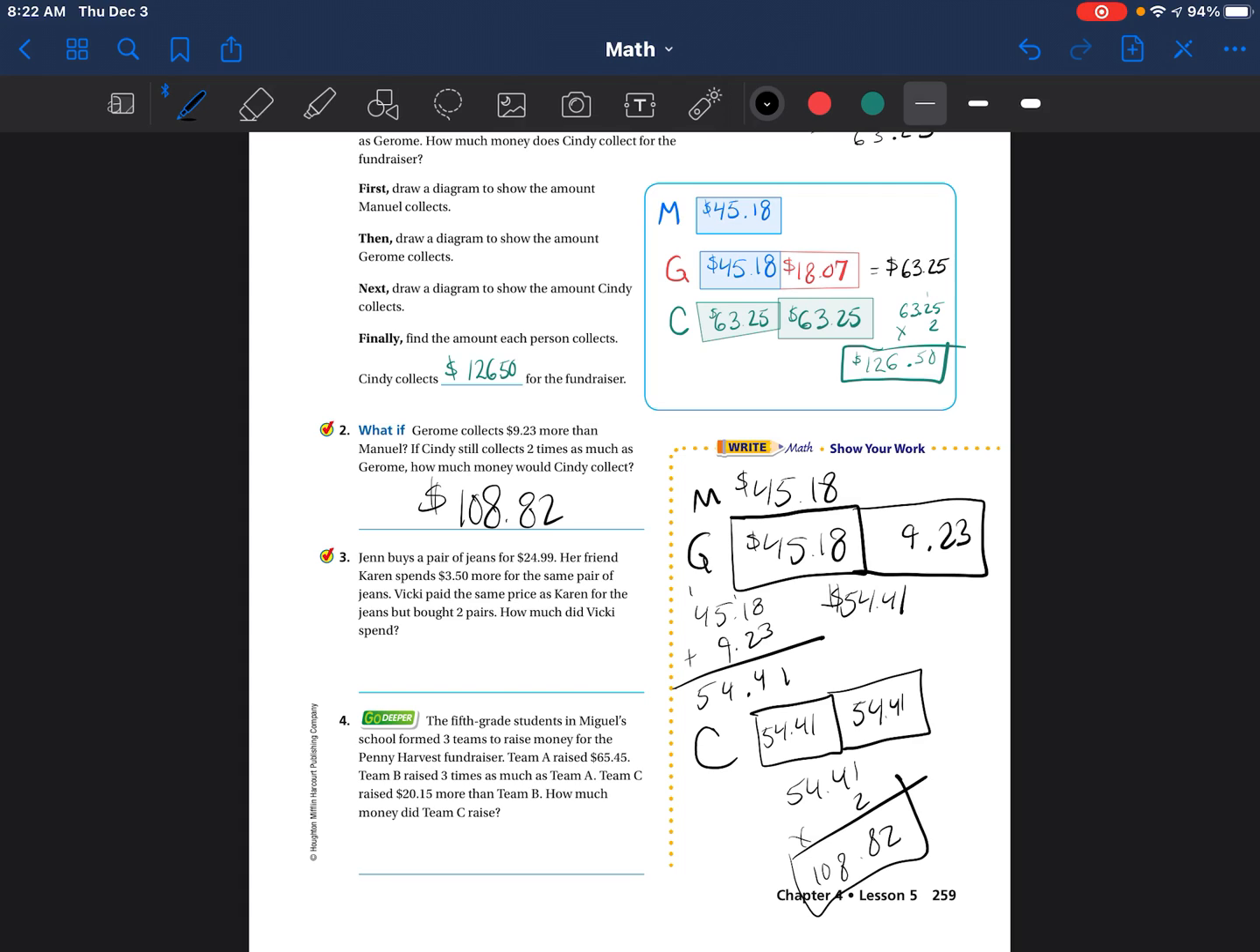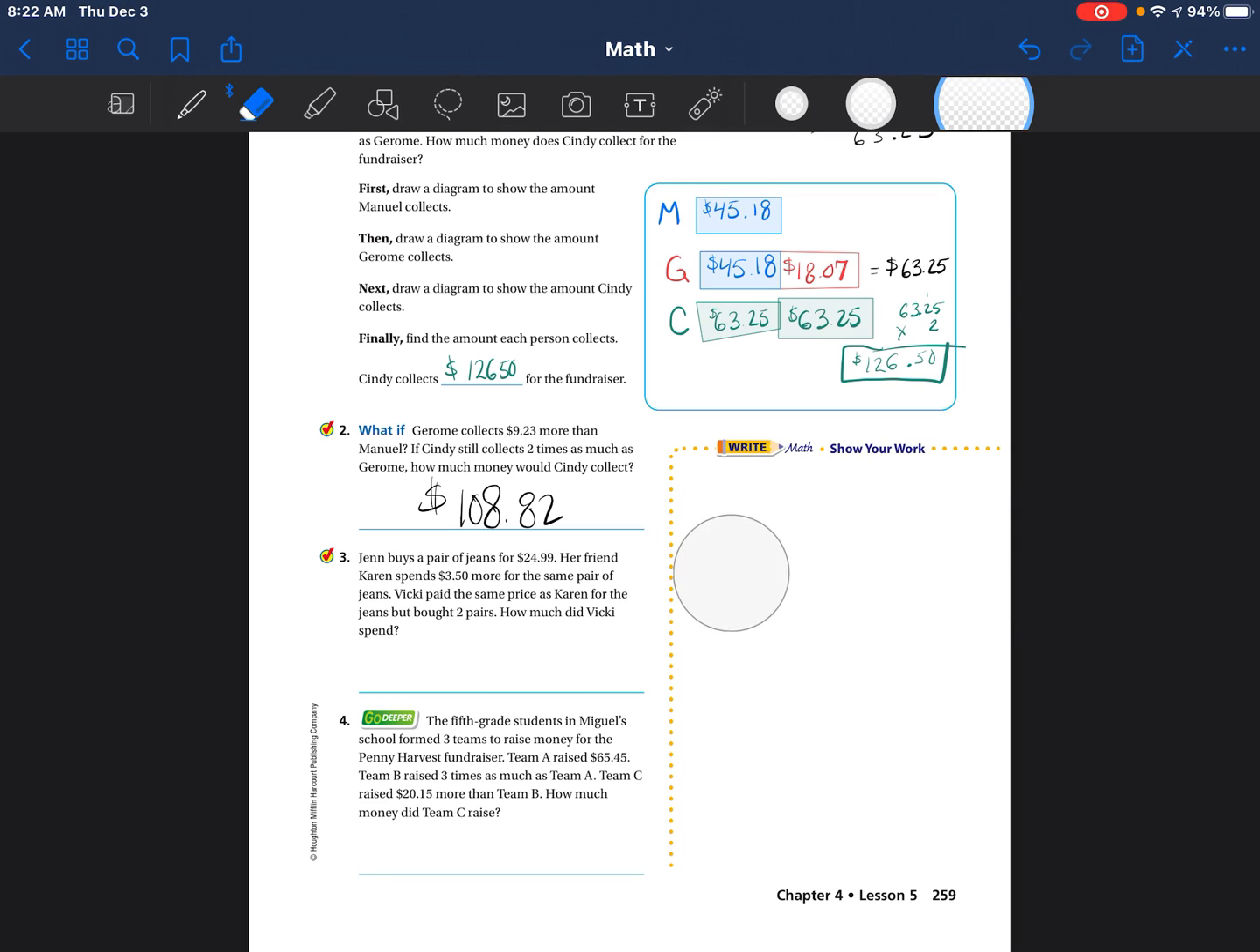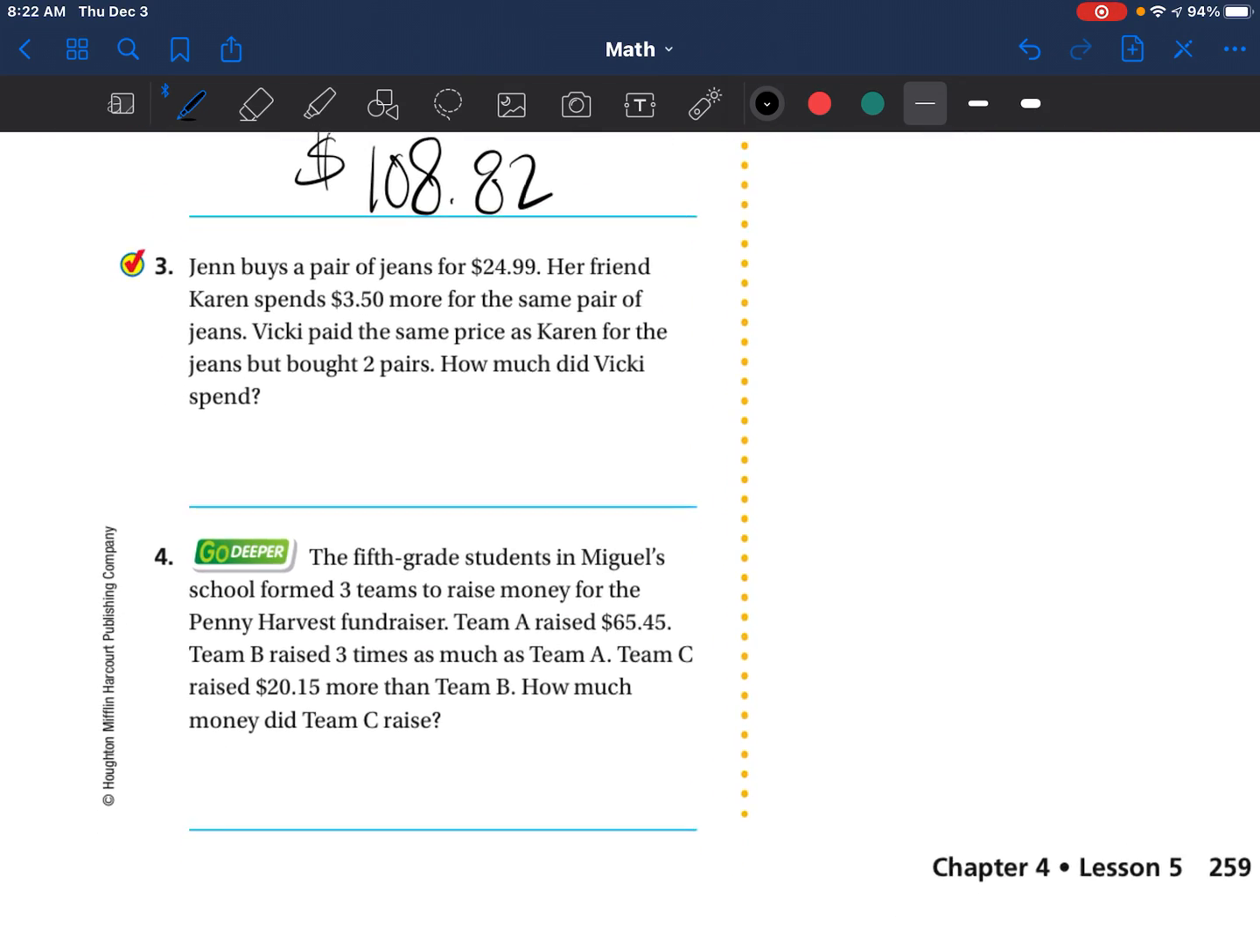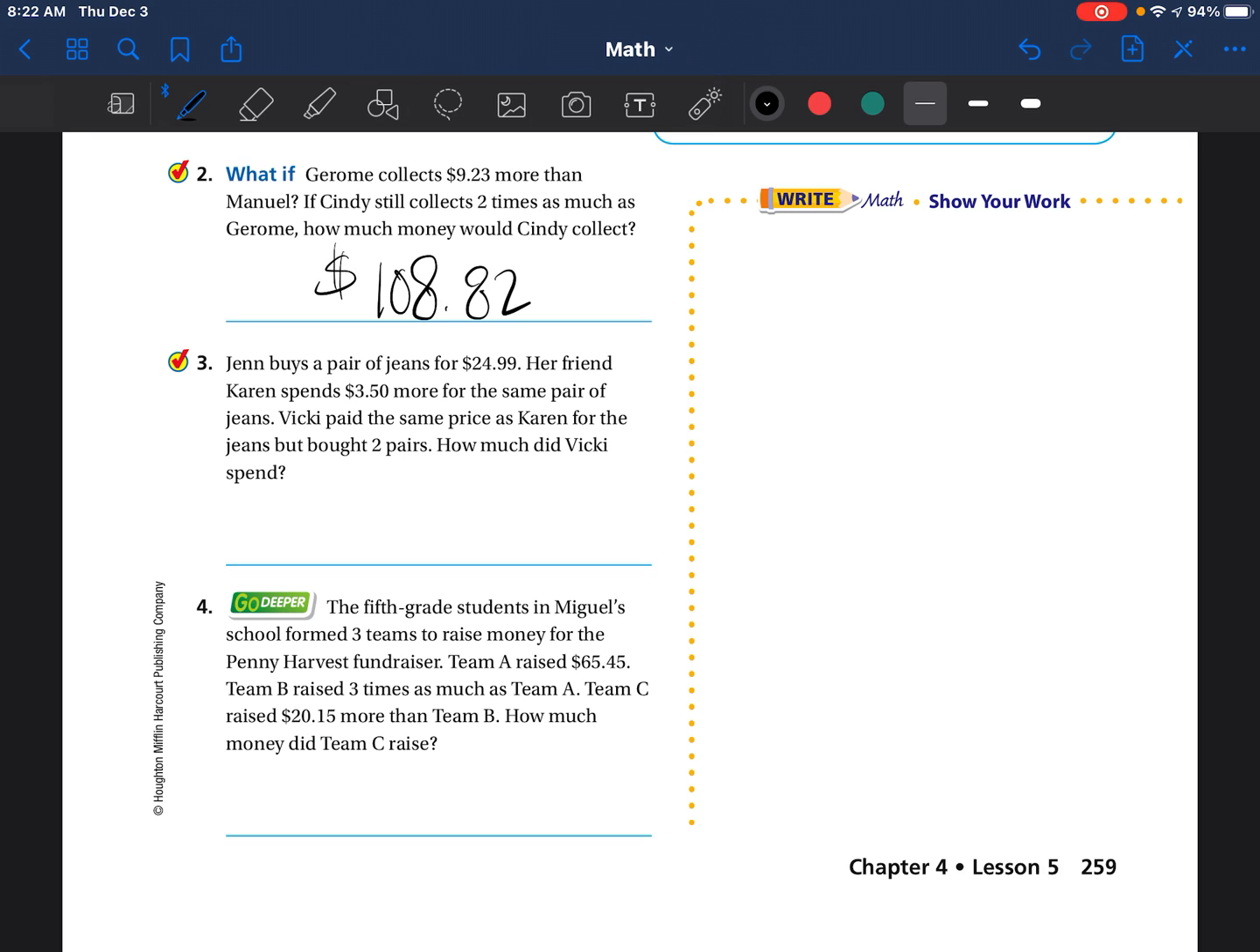Okay. And I'm going to go ahead and erase that so that I can put in the rest of the work here for number 3. It says Jen buys a pair of jeans for $24.99. So Jen, $24.99. She's our home base. Her friend Karen spends $3.50 more for a pair of jeans.